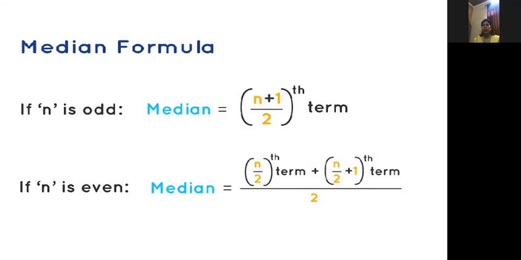For an odd series, the median is found as the (n plus 1) by 2th term. And for even observations, the median is calculated as the n by 2th term plus the (n by 2 plus 1)th term, divided by 2.